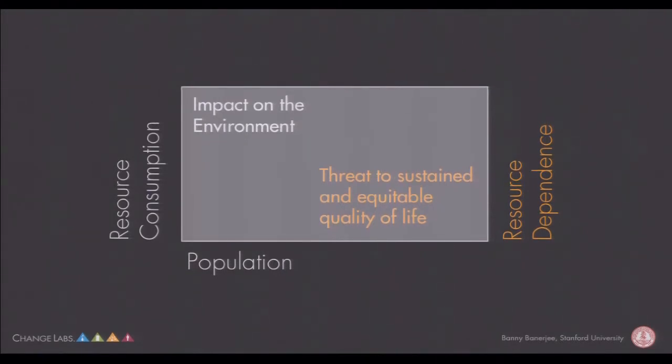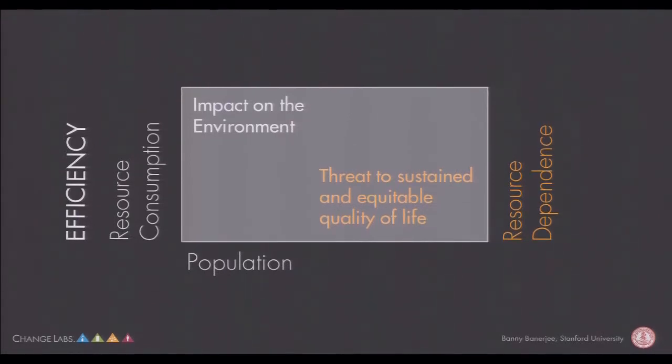Here is a population that is choosing to get on flights to India and driving a Honda S2000 from Stanford to Berkeley. Here are the resource consumptions that are implied. And there are two things. There's the impact on the environment and the threat to the sustained and equitable quality of life, because we are dependent on the continued supply of those resources. So what do we do? We essentially have efficiency measures. So we have technologies such as smart grid, LED lights, compact fluorescents, etc., higher efficiency engines, and so on.